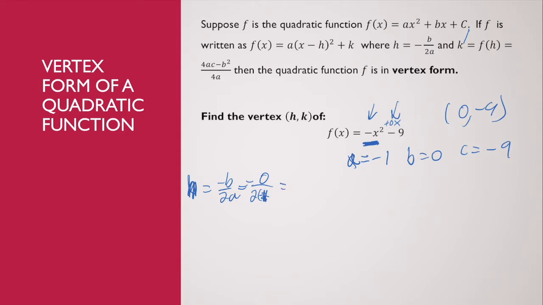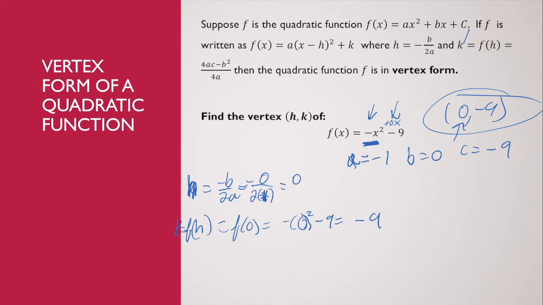Well, anything divided by 0 is just going to be 0, so we got that. Cool. And then if I plug in 0 into our function to get our k, I'm going to take f of 0, which is negative 0 squared minus 9, which is going to be a negative 9, like I predicted. So try and visualize when you can what some of these parabolas look like.